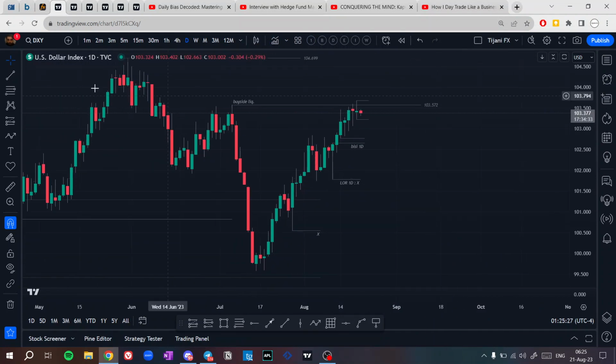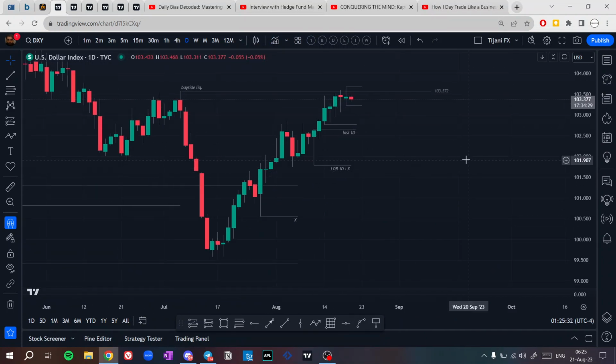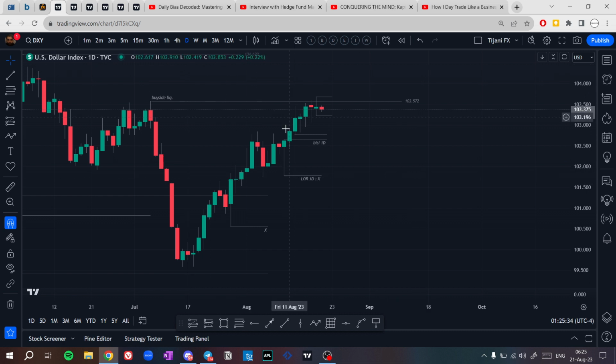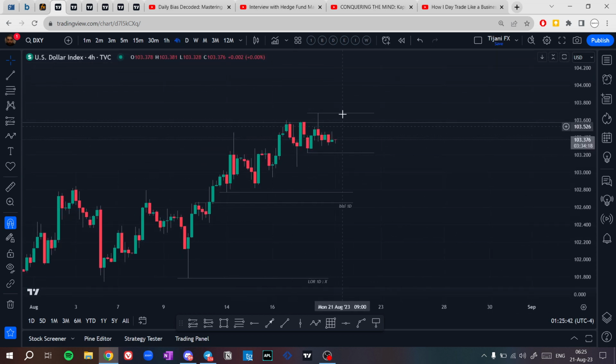So we see that on the DXY chart. On the daily time frame, this is the same analysis. Like I said, on the 4-hour time frame we could see this as an accumulation process. Also, price could show a displacement higher here, closing above Friday's high and just continue higher.